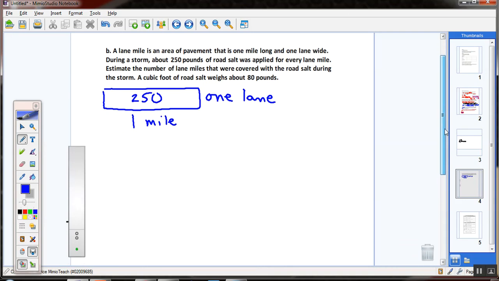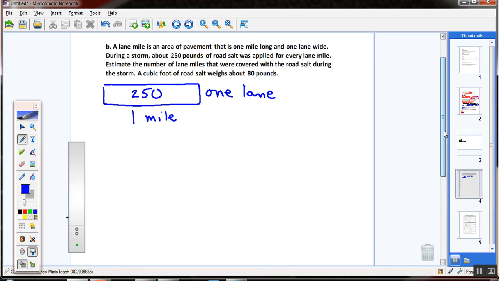Are you ready for this one? It's going to be a toughie. So right here, a lane mile again. How many pounds are here? It says a cubic foot of road salt weighs about what? We've got to figure out the number of miles that were covered with the road salt during the storm. When we took all this salt, we added a bunch of salt to a pile, right? What shape was that pile of salt? Cone. So let's draw our cone of salt here.